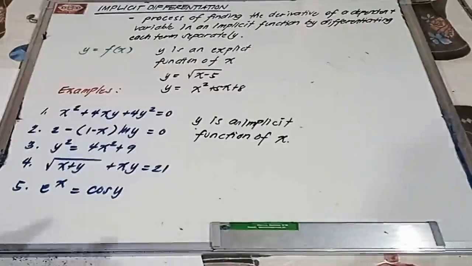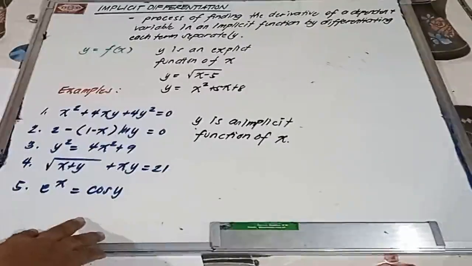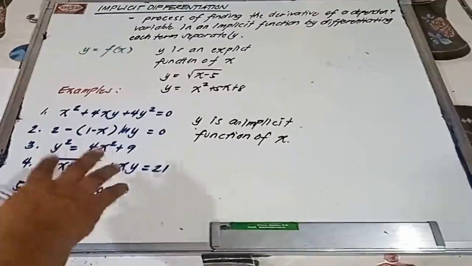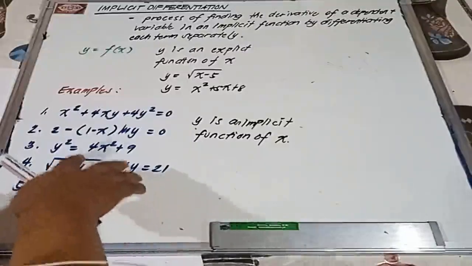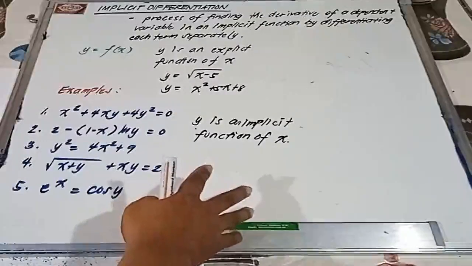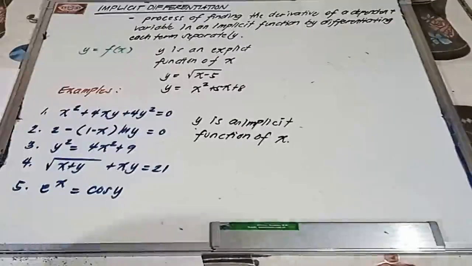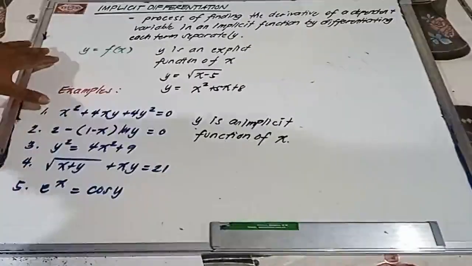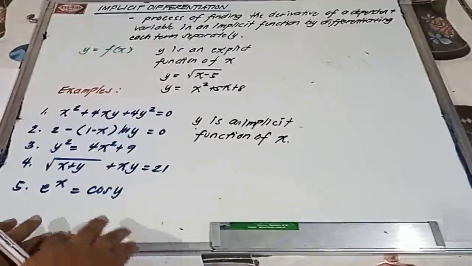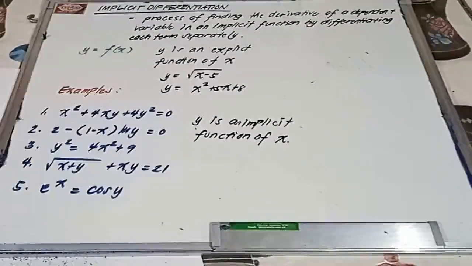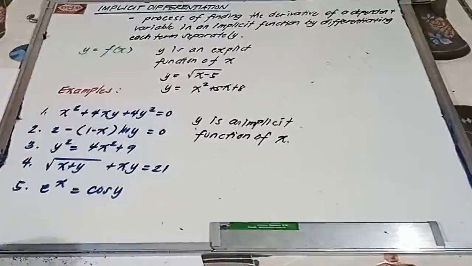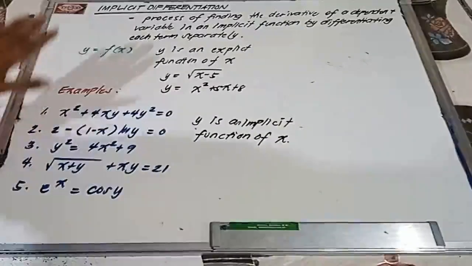However, mapapansin ninyo, merong implicit form ng ating function na kung saan pwede natin siyang isulat explicitly. Ibig sabihin po, y is an implicit function of x, pwede nating ilagay into a form that y is an explicit function of x by solving the equation in terms of x, at yung y natin nasa left side of the equation. But there are functions written implicitly na hindi kayang ilagay explicitly. At pag nagkataong ganon, hindi natin makukuha yung derivative kapag explicit differentiation. That's why diyan papasok yung implicit differentiation.